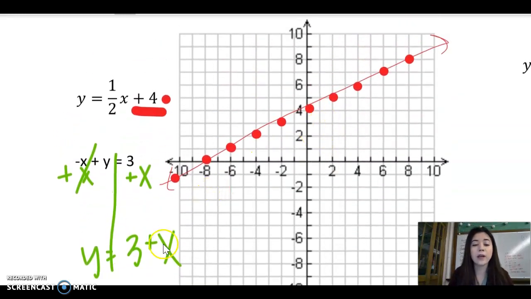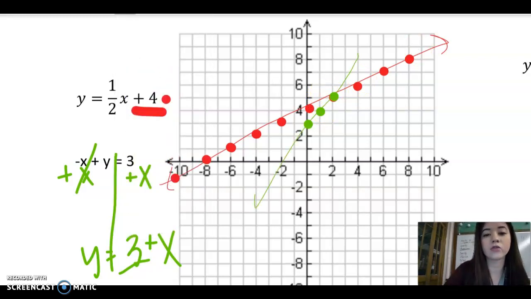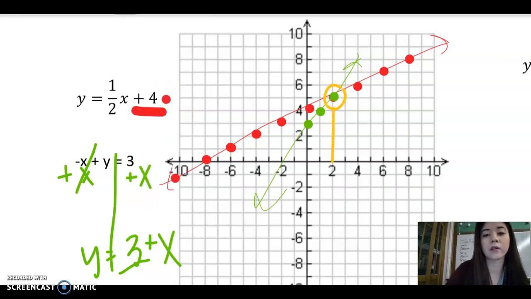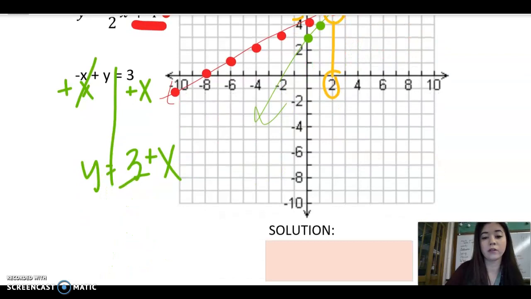Now we can see our equation. Our slope is that number with the x. So up here it was +4. The number without the x here is 3. So we're going to start at 3. And then again, there's 1x here, so my slope is 1. So I'm going to go up 1, over 1, up 1, over 1. And there's where they cross. And that's at the point 2, 5. So we say the solution is 2, 5.